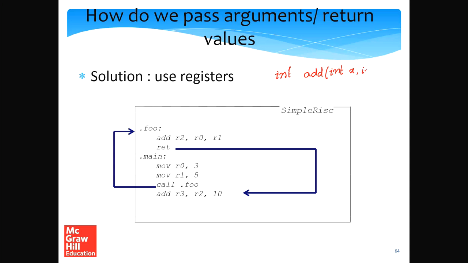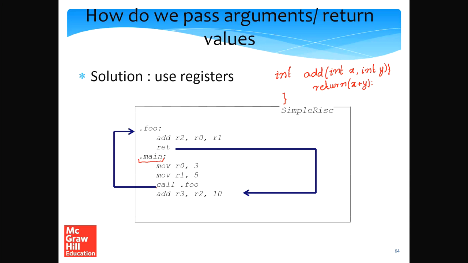Let's say int x and int y, and it returns x plus y. So to implement this simple function in SimpleRISC, what we do is like this. Similar to C, we assume that we have a .main label where the execution of the program starts. It is customary to put a colon after the label. After this, let's set the value of registers. So we set R0 to 3 and R1 to 5.